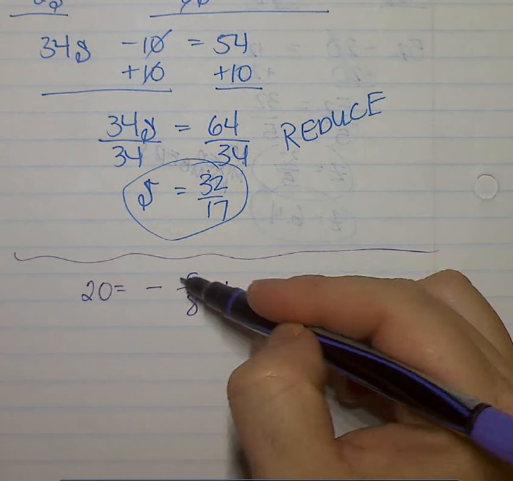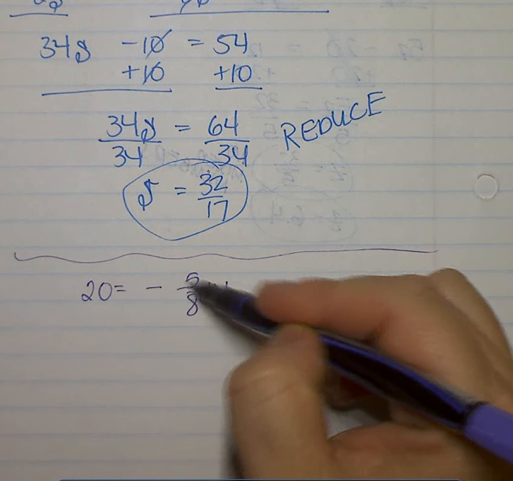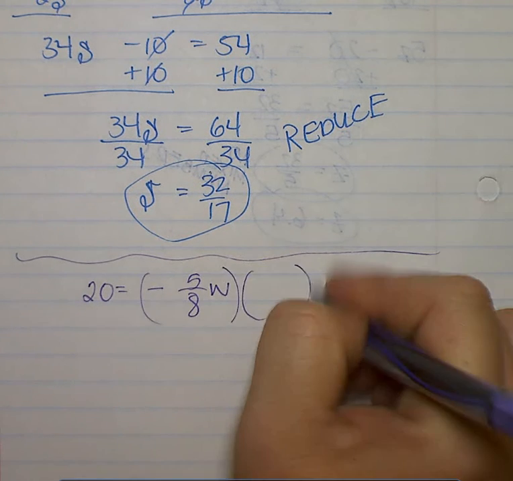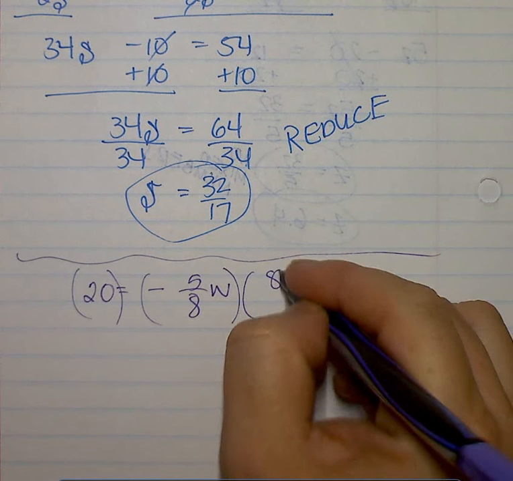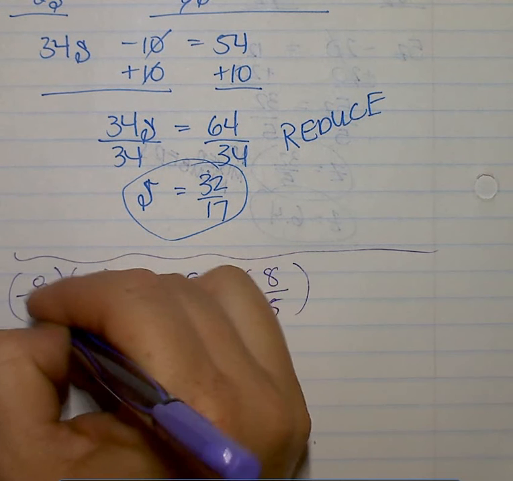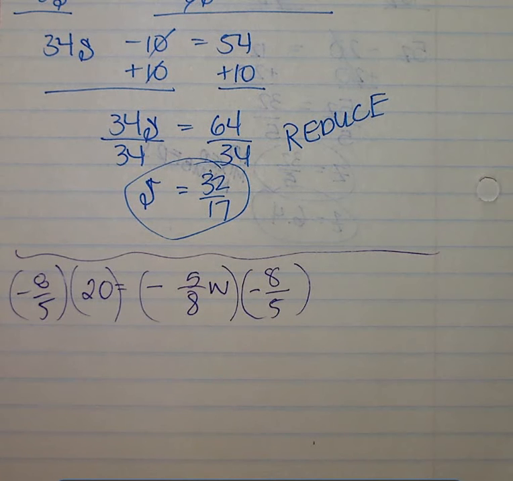To eliminate this fraction so I can isolate the w, I'm going to multiply by the reciprocal of this fraction, which is negative 8/5. A common misconception is people think they just disappear. That's not actually what happens.